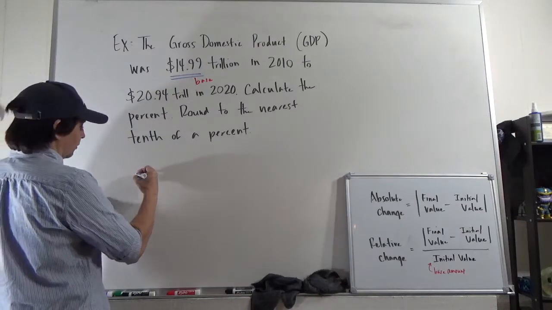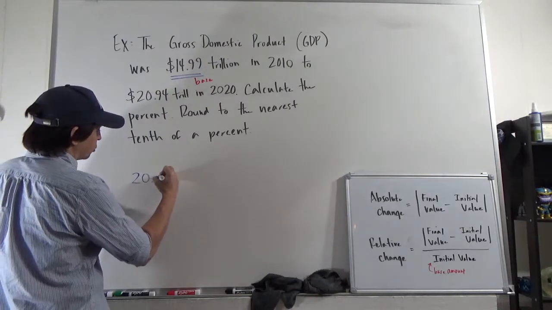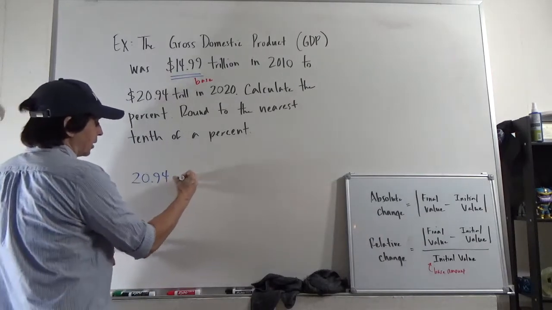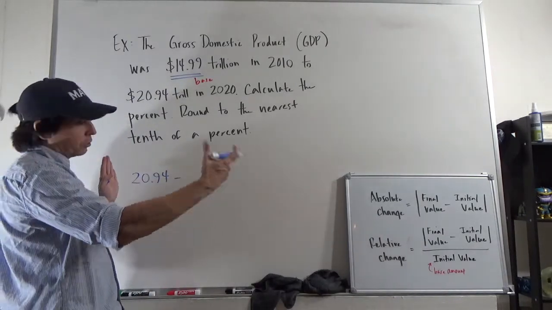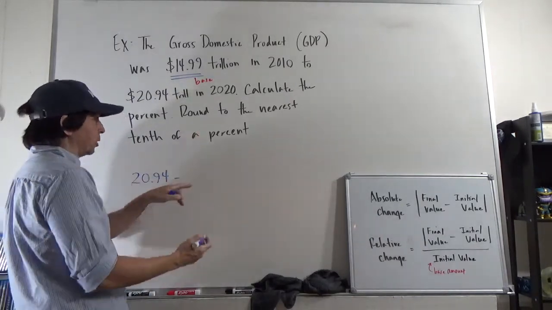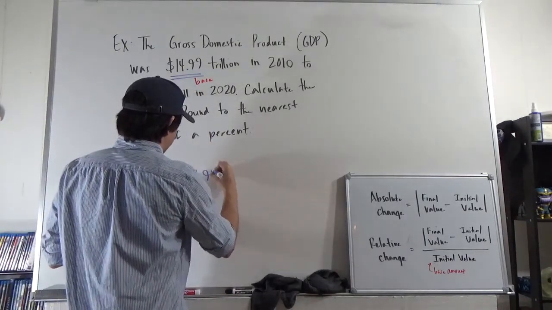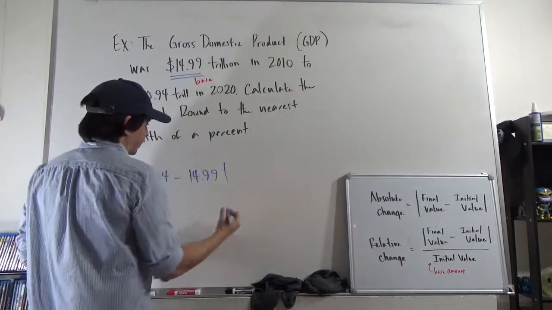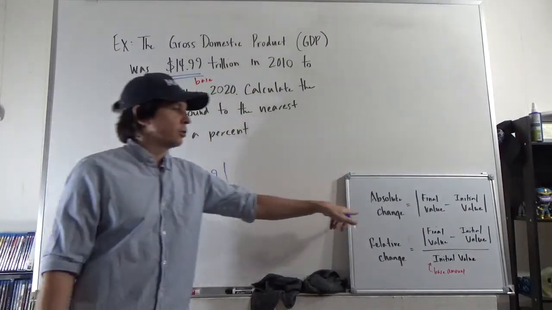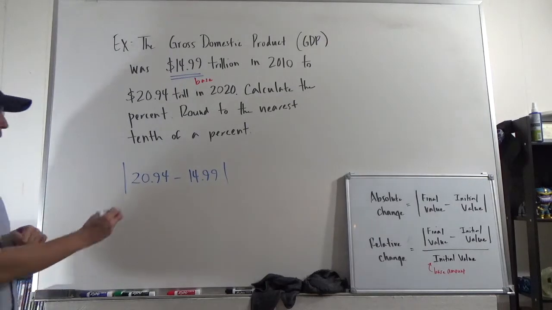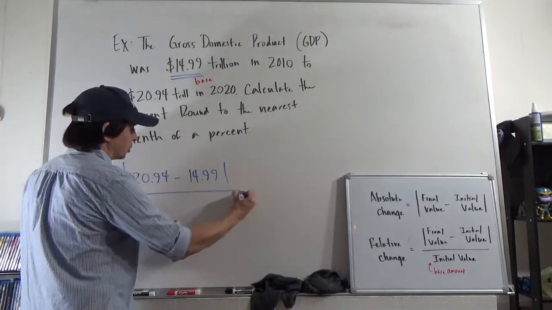Final minus initial. Final value during that period is $20.94 trillion. It started off at, this is now a 10-year period, but it's still final minus initial, and your initial amount in the beginning of this period was 14.99. We'll take the absolute value. That's going to be our absolute change. We can see it's an increase, but then to get the relative change, we'll divide that by the base amount.